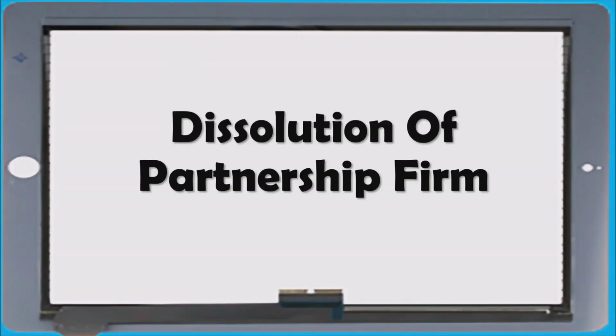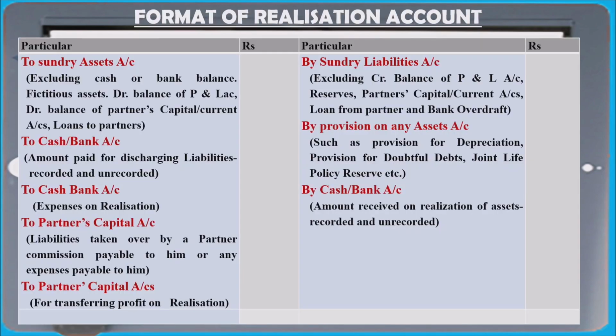You please remember dissolution is another area. A 4-mark plus 2, 6-mark question we will get. Here you have to remember the format of realization account. From that you have to prepare journal entries. Only on rare occasions they ask for the preparation of the account. But please remember, from the balance sheet we transfer assets in the debit side and liabilities in the credit side. Then the selling price of asset will come in the credit side. Payment of liability will come in the debit side.